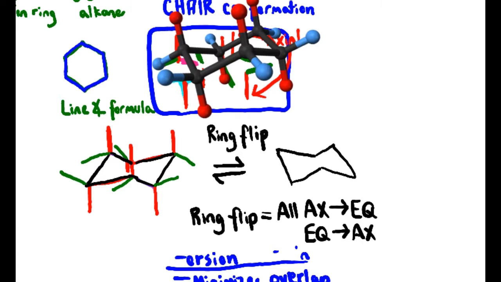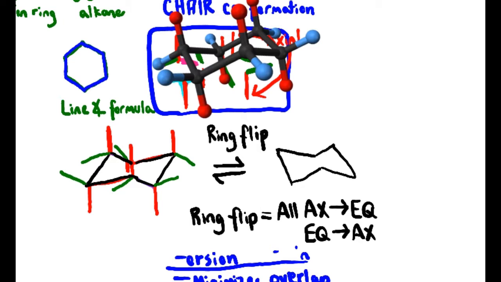But all the groups that started off on the left here in red being axial, after we do the ring flip, are going to become equatorial. On the other hand, all the groups that we show in green to start with are going to become oriented straight up or straight down. They're going to become axial. So let's go ahead and draw that into our structure here.